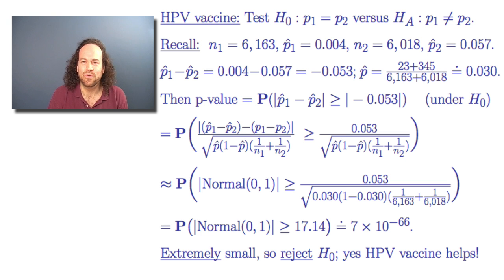Now, can we conclude from this that the vaccine actually caused the infection rate to be lower? The answer is yes, we can. Because this was a randomized study, it means that whatever relationship we discover must actually be a causal relationship. The vaccine is what caused the infection rate to be lower.